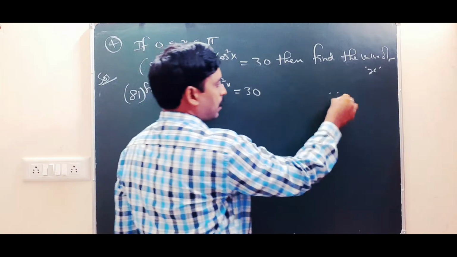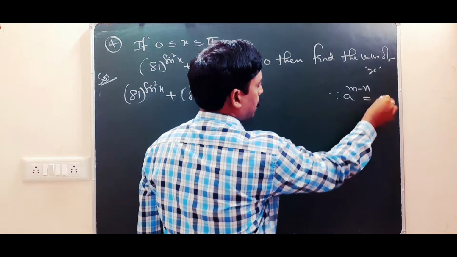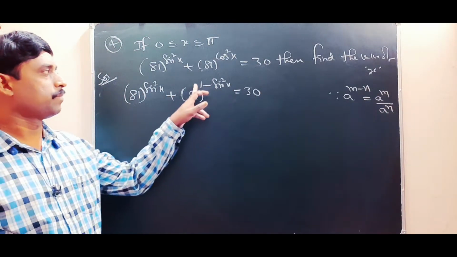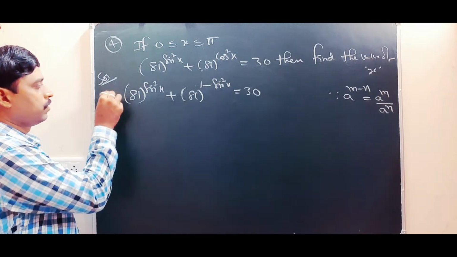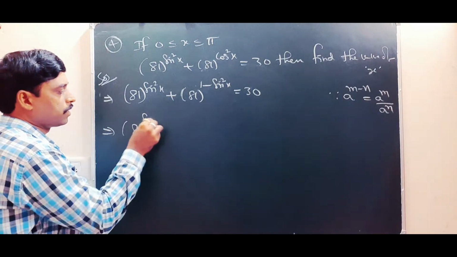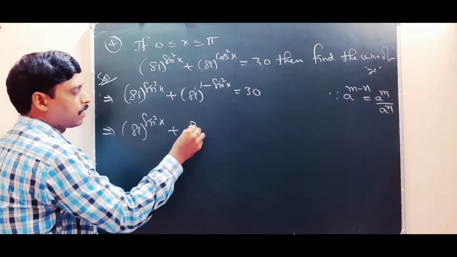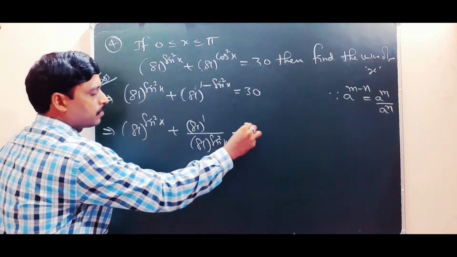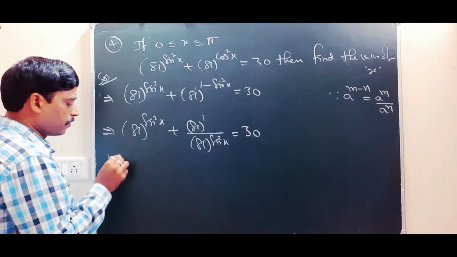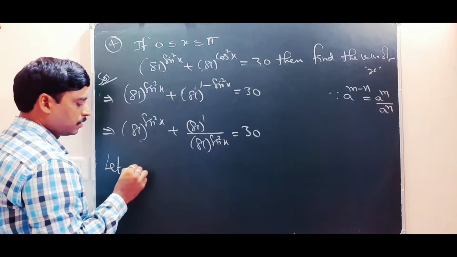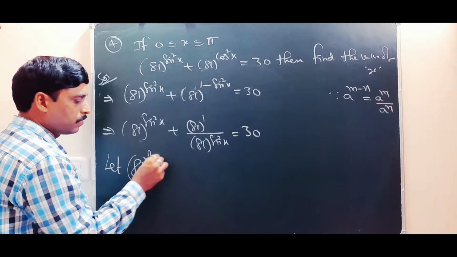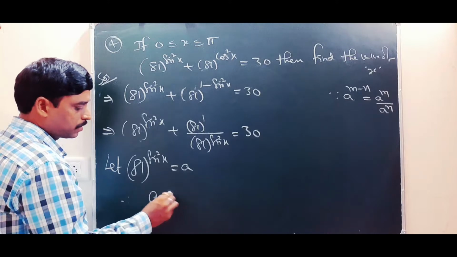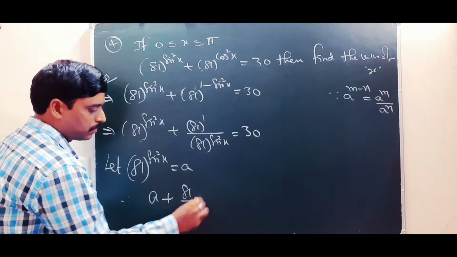We have a to the power m minus n is equal to a to the power m by a to the power n. Applying the a to the power m minus n formula, it is going to be 81 power sin square x plus 81 by 81 power sin square x is equal to 30. So let us take 81 power sin square x equal to small a. Therefore it will be a plus 81 by a is equal to 30.